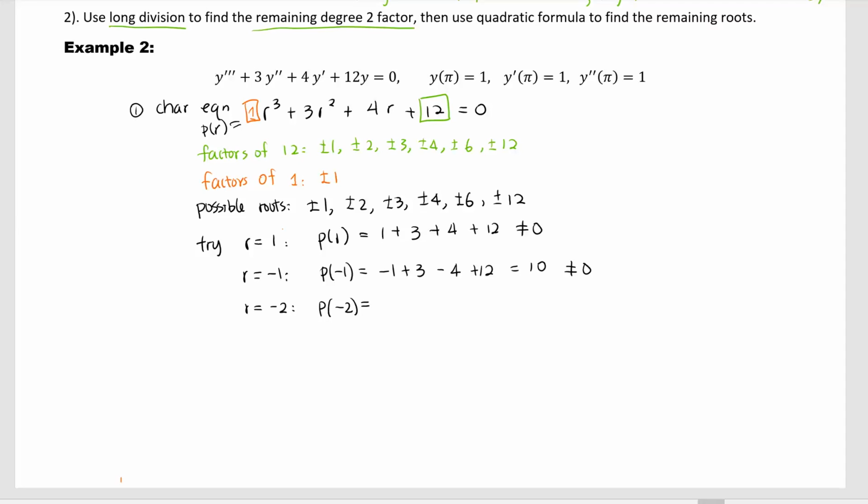Okay, negative 2 cubed is negative 8. 3 times 4. And then 4 times negative 2 is minus 8 plus 12. Okay, what do we get? Here we get minus 16 plus 12 and 12, 24. Obviously that is not 0. Okay, so not negative 2. Okay, let's continue. Try -3.